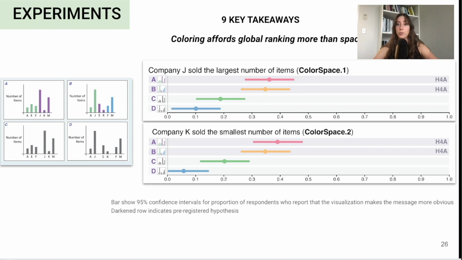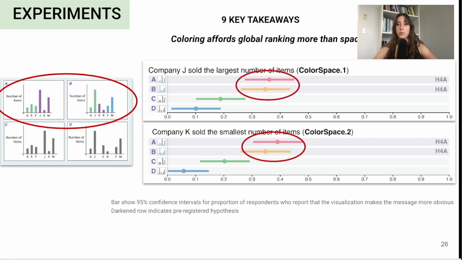Lastly, we compared grouping via color and grouping via space, and here we find that coloring affords global ranking more than spacing. So these top 2 conditions, which correlate with these pink and orange bars in the results figure, afford messages about the largest number and smallest number of items overall. And we can see that the distance between these pink and orange bars and the green and blue bars in the bottom 2 rows is less pronounced than in other experiments. So this means that the affordance that we're testing is perhaps a bit weaker than the others we've found, but it appears to be still visually significant.